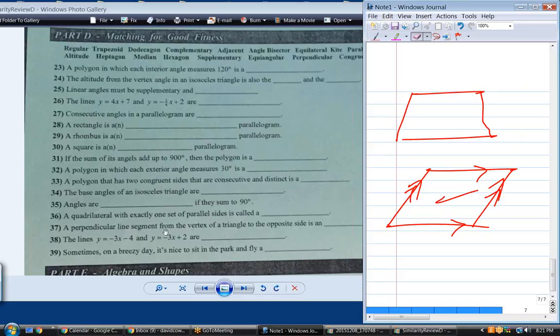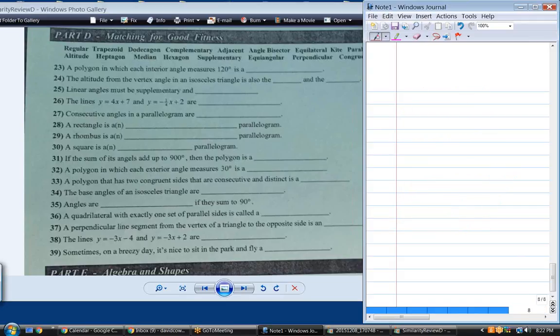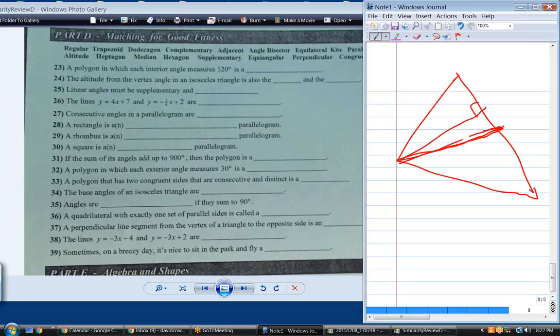A perpendicular line segment from the vertex of a triangle to the opposite side is an altitude. Median. No, you're right. Altitude is correct. Wow, I just defined it wrong to you two seconds ago. I drew that triangle and I said this was a median, but I was wrong. That's the altitude. Isn't a median the midpoint of one side? Yeah, the median goes to the midpoint of the other side. It's not perpendicular to it necessarily.